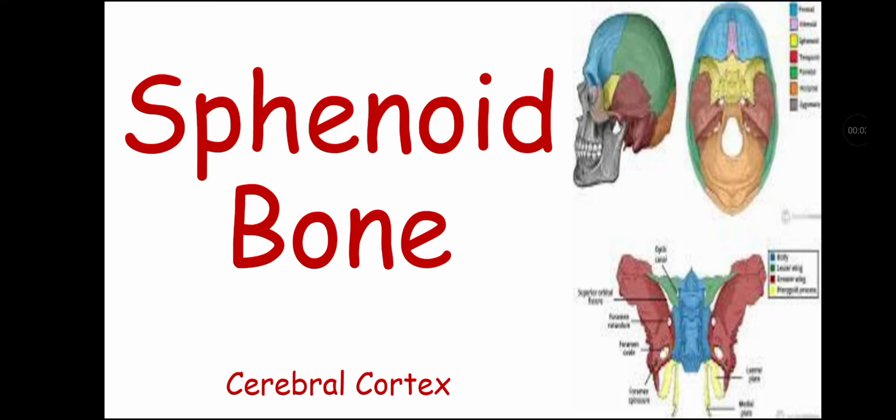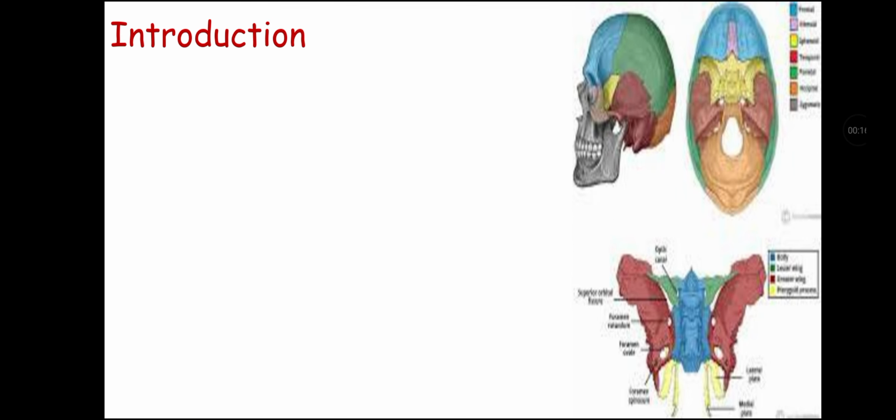Today we are going to talk about the sphenoid bone, and here at the side you can see the skull views. The yellow colored bone is the sphenoid bone, and below you can see the individual structure of the sphenoid bone for reference. So let's start the topic with the introduction.